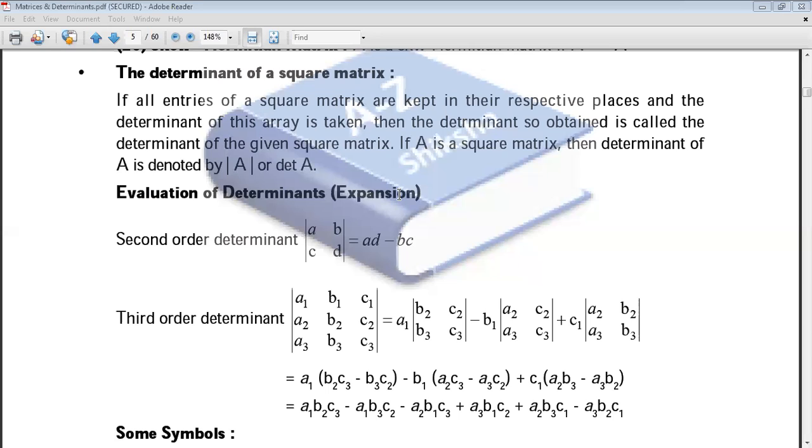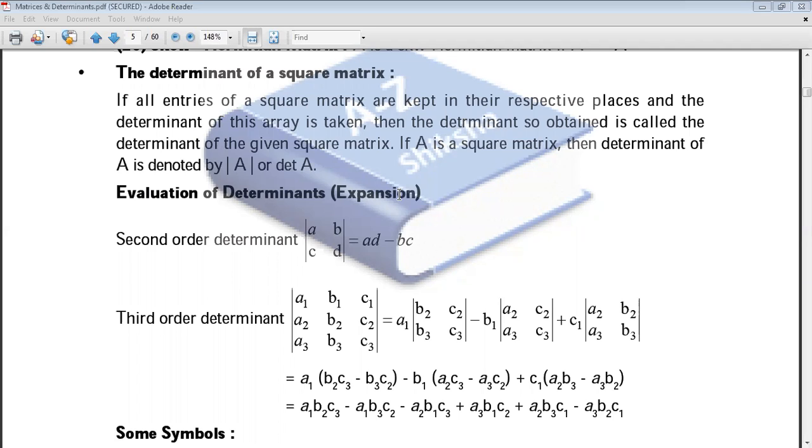Have you got my point? I will say it one more time. A determinant will have equal numbers of rows and columns, but a matrix may or may not have equal numbers of rows and columns. Okay, is it all right? I am repeating again the difference.